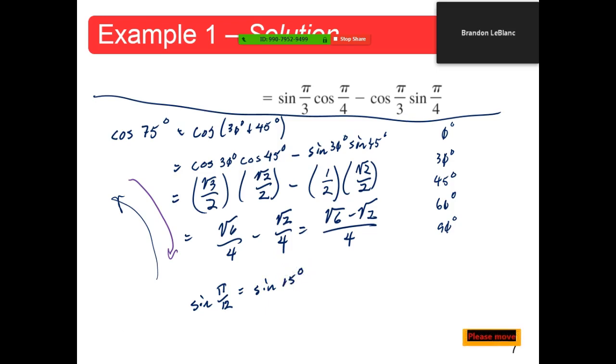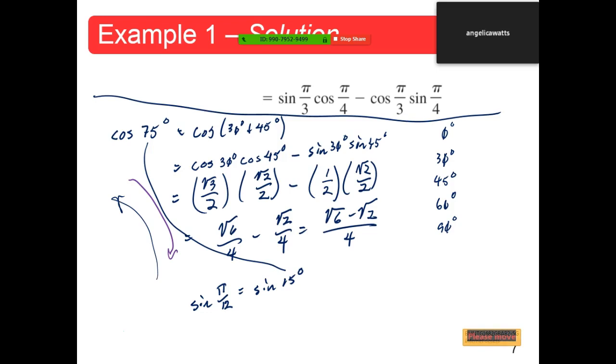Okay? Now, what's the relationship between 75 and 15? Do you see one? What happens if you add them together? What do you get? 75 plus 15 is 90.